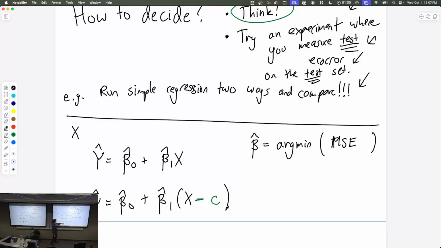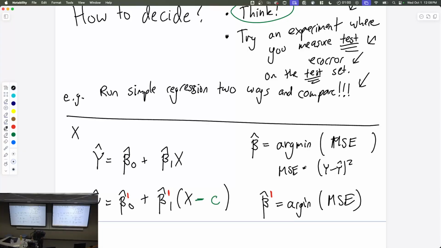Y hat is beta hat 0 plus beta hat 1 times x minus c. Again, we will compute. Let's add some little primes here so we don't mix it up with the first one. Now beta hat 1 prime and beta hat 0 prime are again the arg minimum of the mean squared error. We find the values that make the error between the y hats and the y's as small as possible. The mean squared error is the difference y minus y hat, squared, averaged over the sample size.